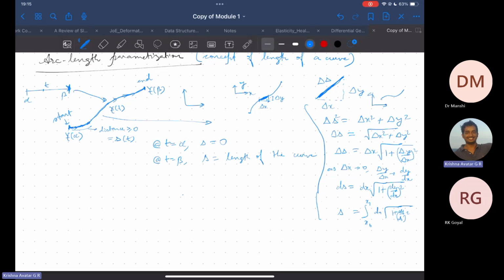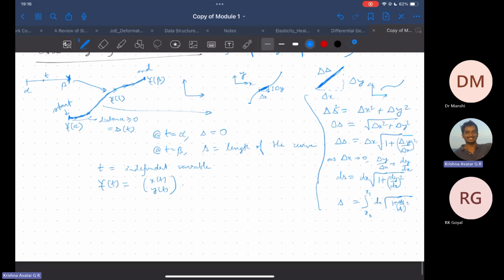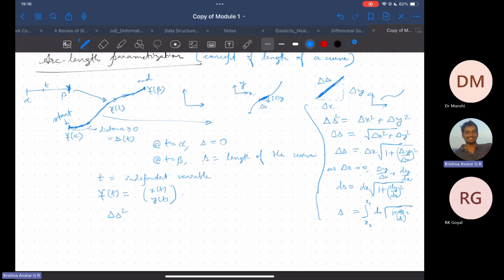But again, recall that here we are talking in terms of x as the independent variable and y as the dependent variable. But once we have parametrized a curve, our independent variable is just t. t is the only independent variable, right? So even the gamma vector in R2 space becomes x of t, y of t. It's a vector now. So when we do the same operation, we have ds squared equal to dx squared plus dy squared.